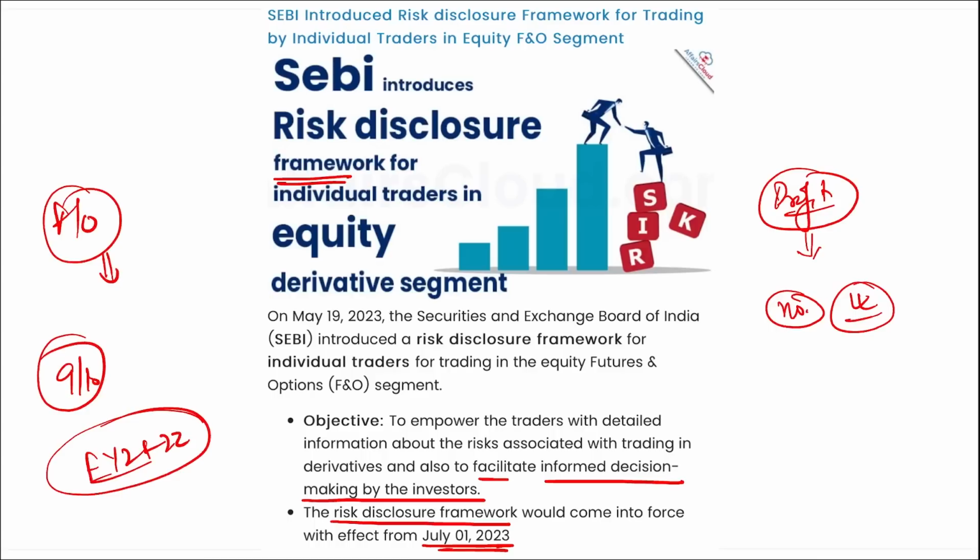So for the same reason, to give you an advance warning about how risky this area is, this pop-up window for the risk disclosure framework should be provided. Correct? On average, loss makers registered a net trading loss close to 50,000 rupees per trader.